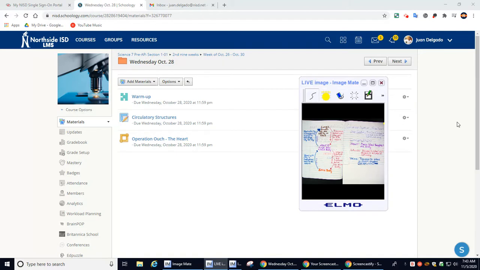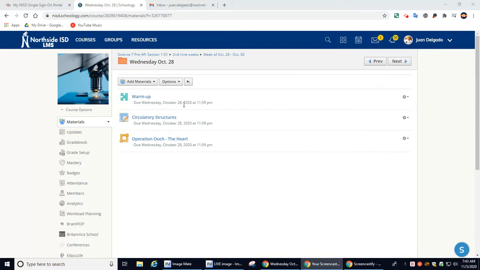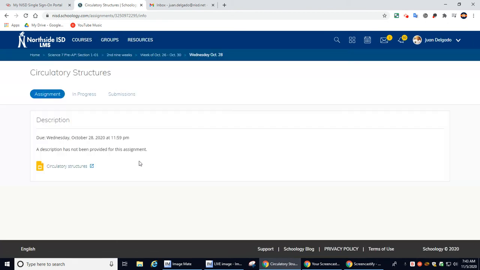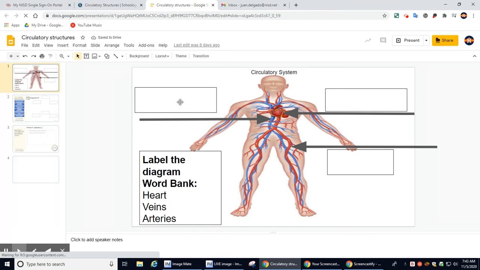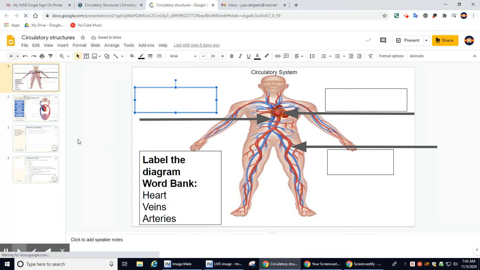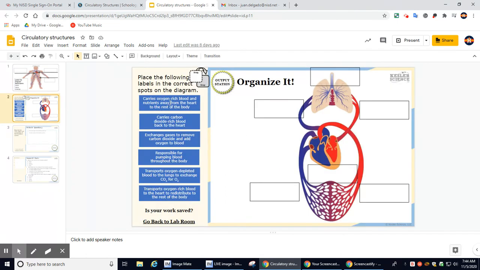All right, so let's take a look at the assignment for today. So today we're going to be in the Wednesday, October 28th folder, and it's called Circulatory Structures. Okay. So what you're going to be doing today is first off labeling the heart, the veins, and the arteries, right? Make sure you pay attention to the colors that I used during the notes. Here you are going to place what is happening in each position. Okay, you can use the diagram again from the notes to help you put this together.